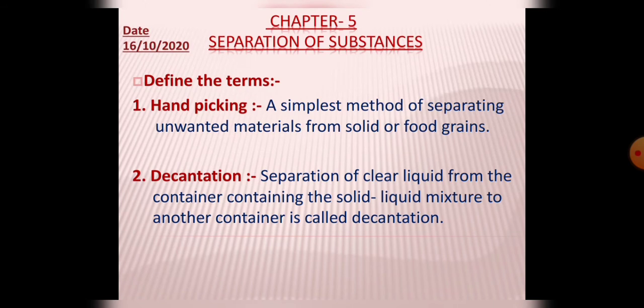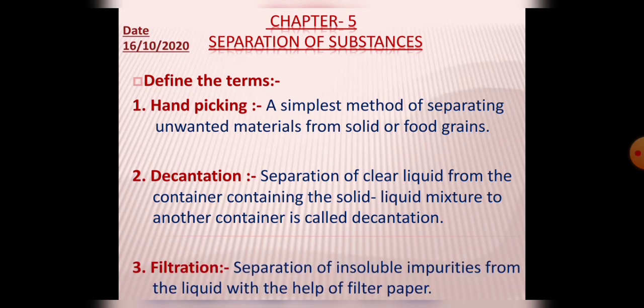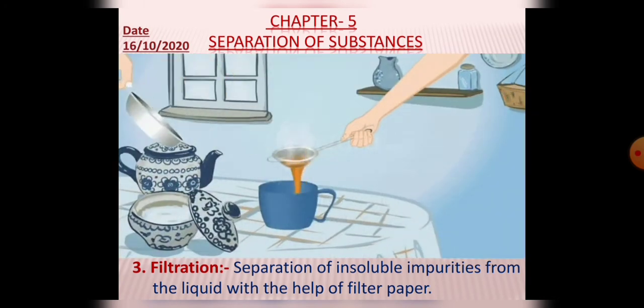Now, third point is filtration. Separation of insoluble impurities from the liquid with the help of filter paper. In this method, we pass liquid components through a filter paper, or we can say through a sieve, something like this. Here you can see in the given clip. Impurities from the liquid get separated like this in this method, and this is called filtration.